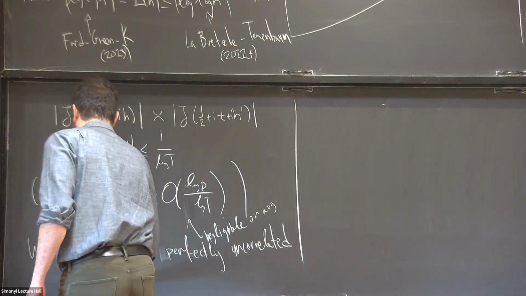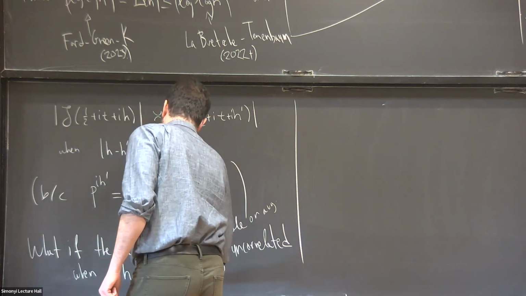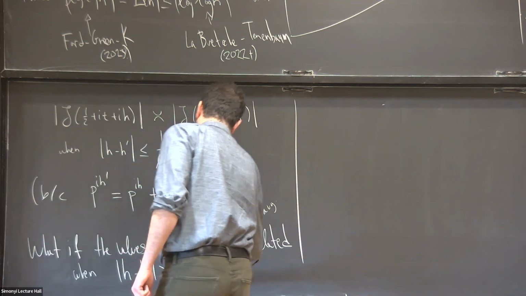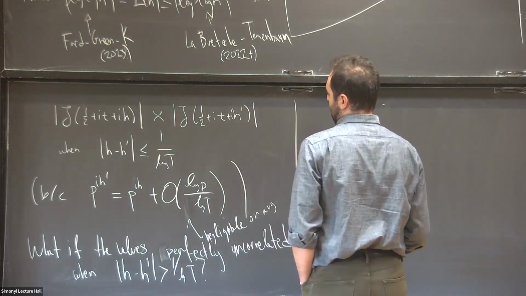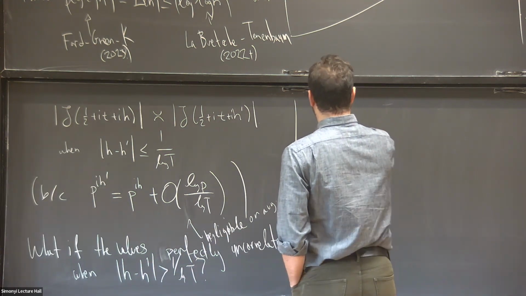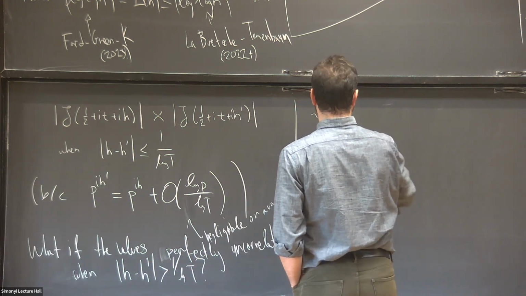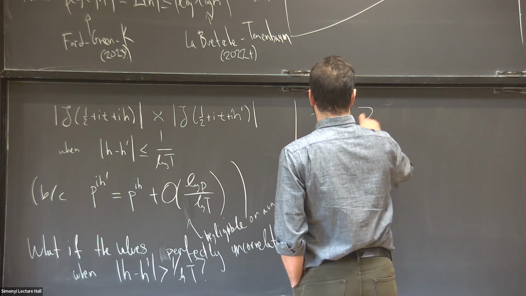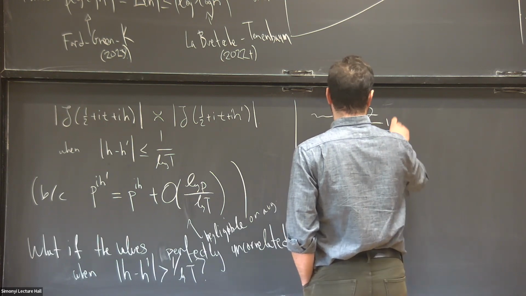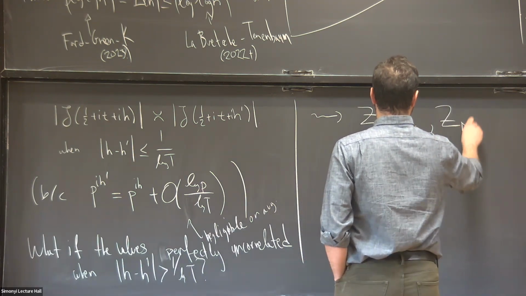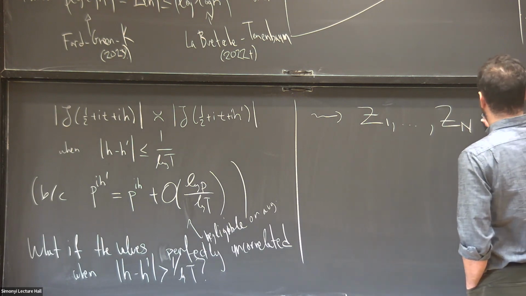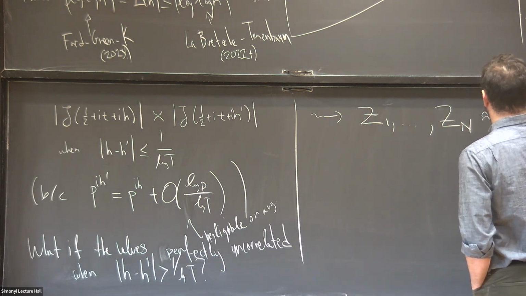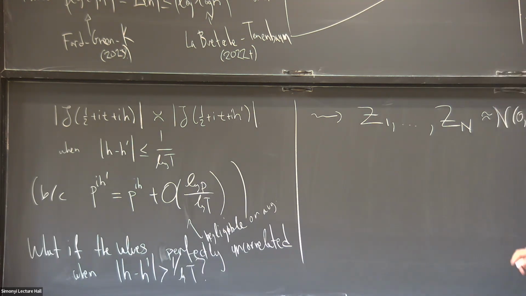When h minus h prime is bigger than 1 over log T. So if this were to happen, then this leads me to think of, for every point, Z1 up to Zn, Gaussian random variables of mean 0 and some variance sigma squared.